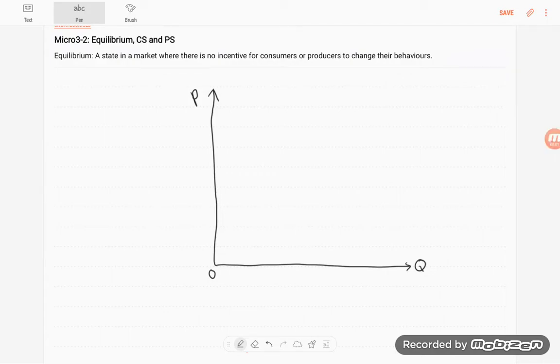The next important part of demand and supply is equilibrium and consumer and producer surplus. We will return to these concepts in this video. Equilibrium is a state in the market where there is no incentive for either consumers or producers to change their behavior.